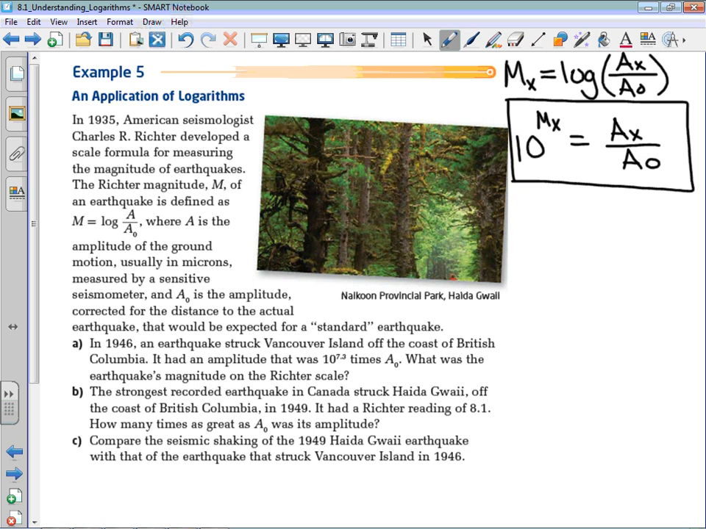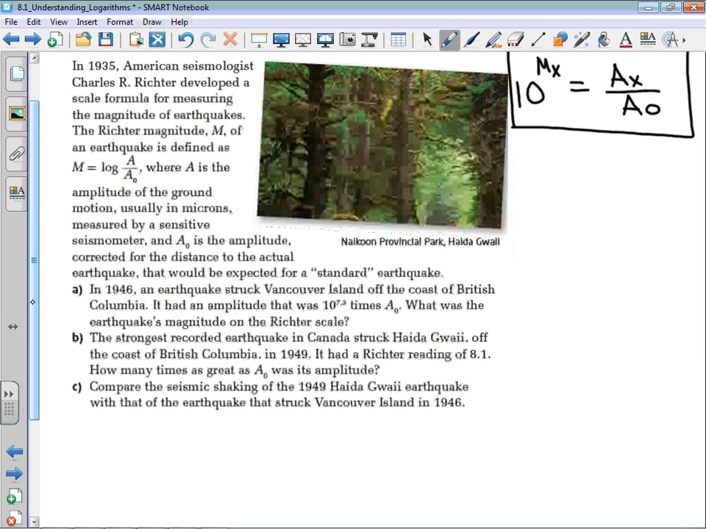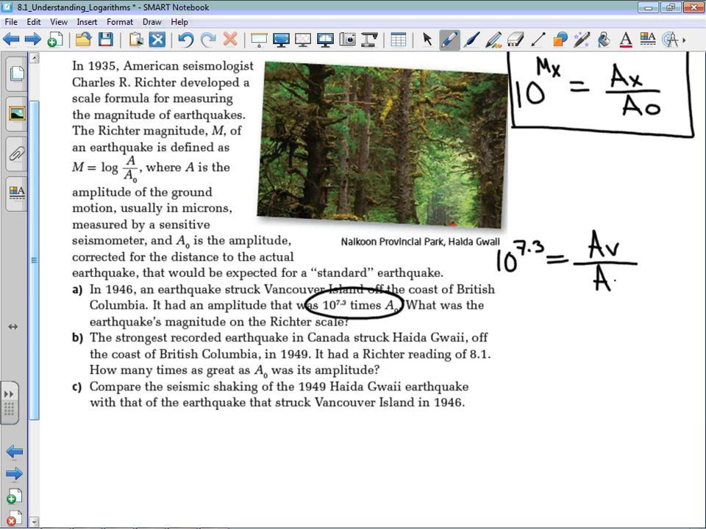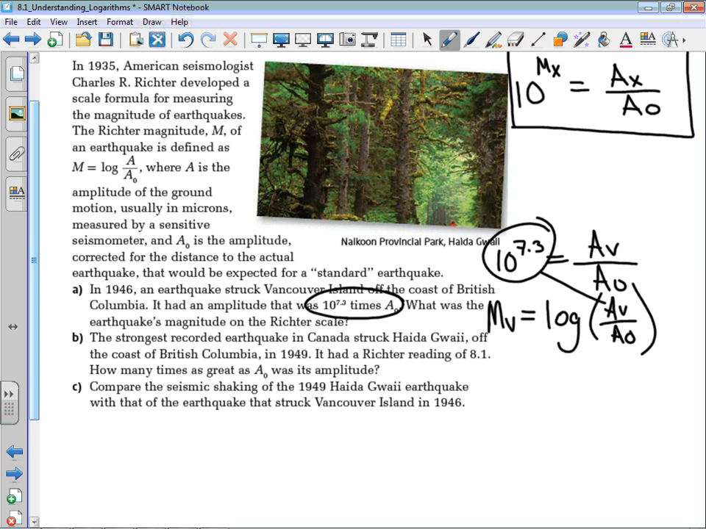But before we do that, let's get through A and B. In 1946, an earthquake struck Vancouver Island. It had an amplitude that was 10.73 times A naught. What that's saying is that 10.73 is equal to the amplitude of the Vancouver earthquake over A naught. So if we want to find the magnitude of the Vancouver earthquake, that's going to be log base 10 of AV over A naught. In this case, the 10.73 can be substituted in. So the magnitude of Vancouver's earthquake in 1946 was equal to log base 10 of 10 to the power of 7.3.